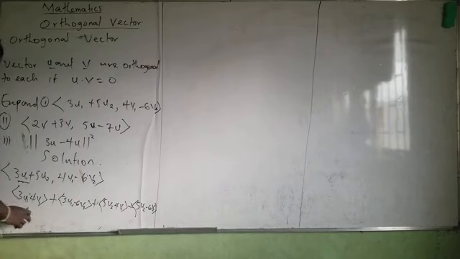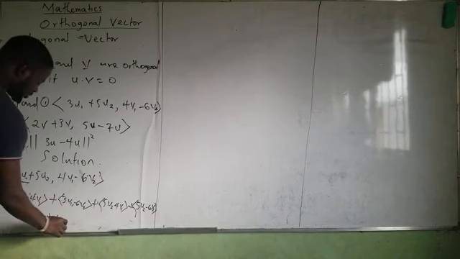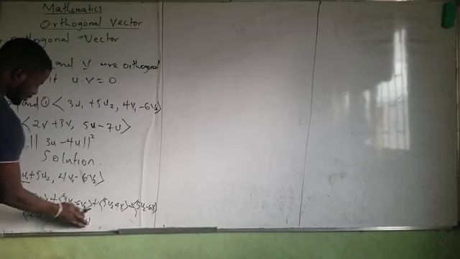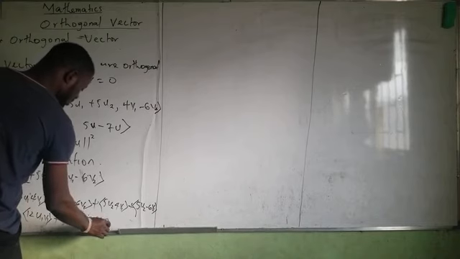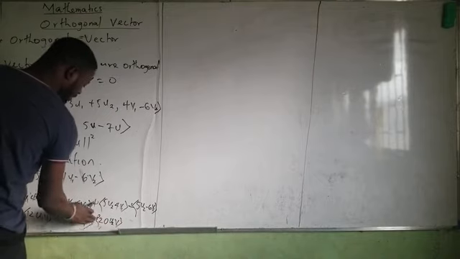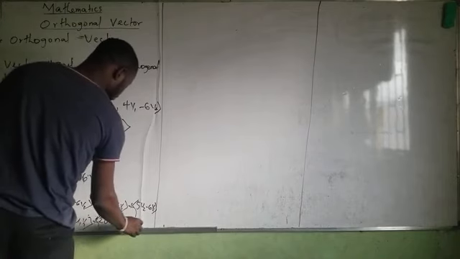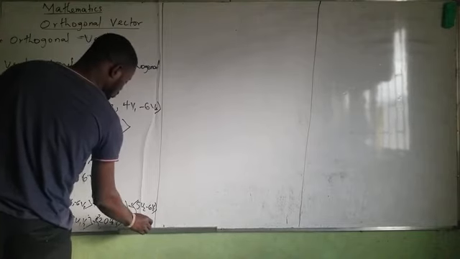Now, by so doing, I'll be having 12 u1 v1 and plus this one will be minus 18 u1 v2. This is a space, and also I'll be having plus 20 u2 v1, and this is plus, and lastly will be equals to 30 minus 30 u2 v2. Now, please, can you manage to see that there?